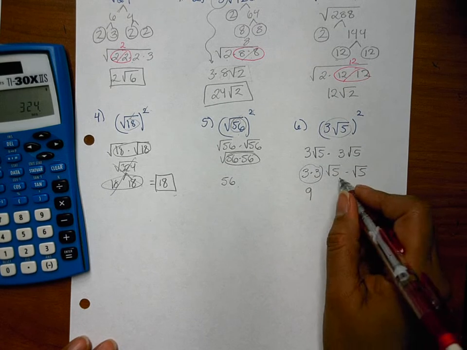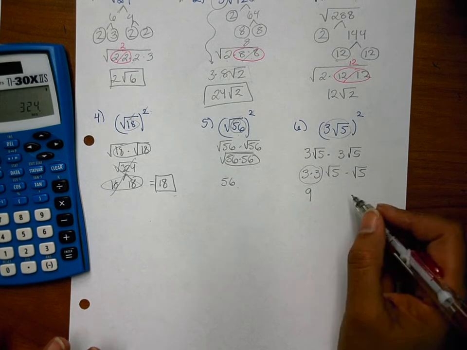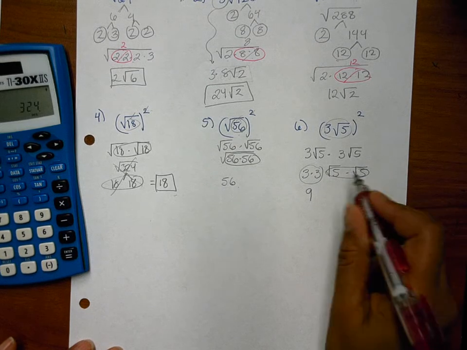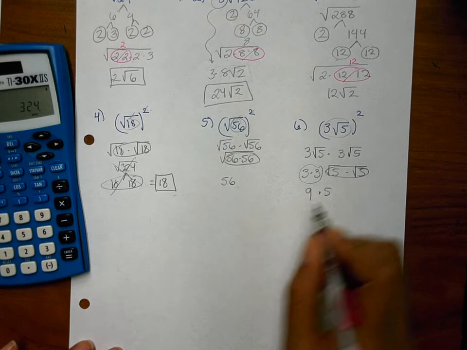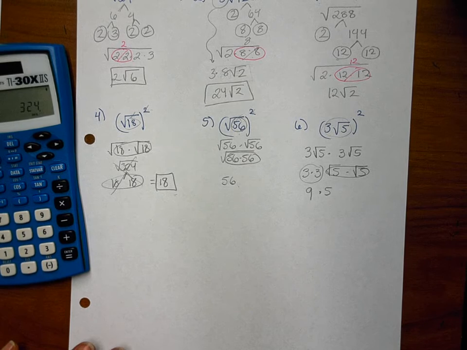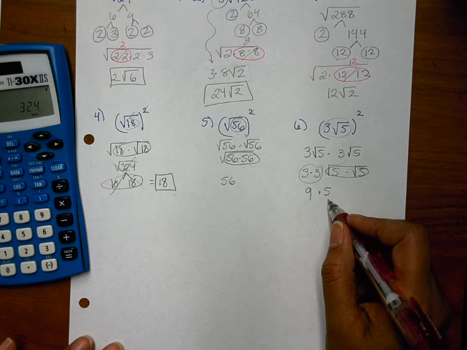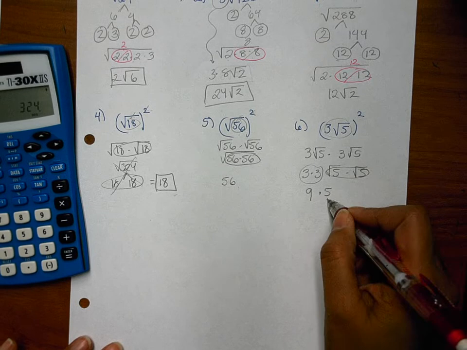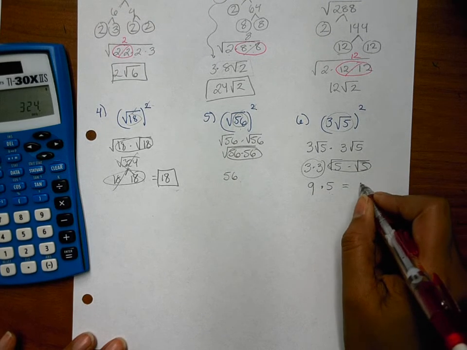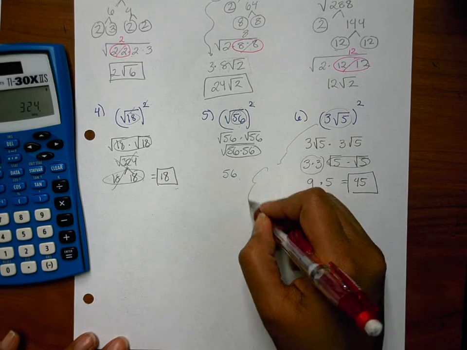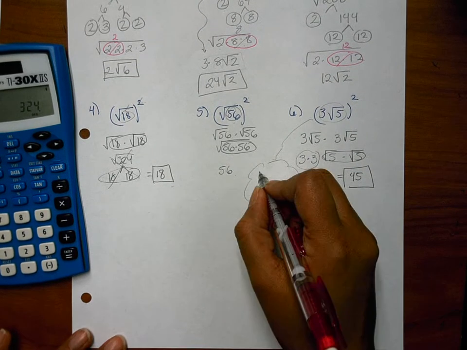3 times 3 times root 5 times root 5. 3 times 3 is 9. Now I'm hoping you don't have to think of 25. Root 5 times root 5 is just 5. Why? Because root 5 times root 5 is root 25, and the square root of 25 is 5. Don't even think about the 25 though, just know it's a pair, so it's 5. And 9 times 5 is 45.